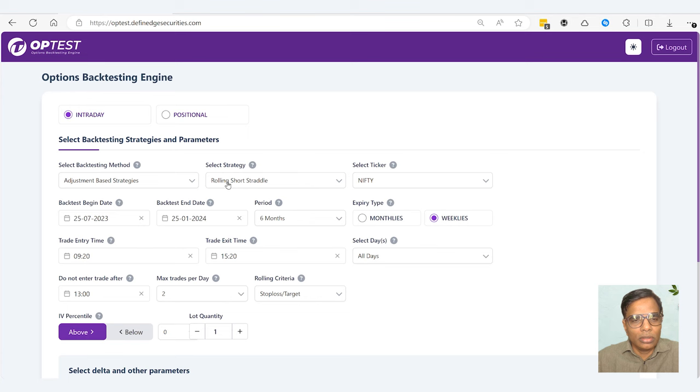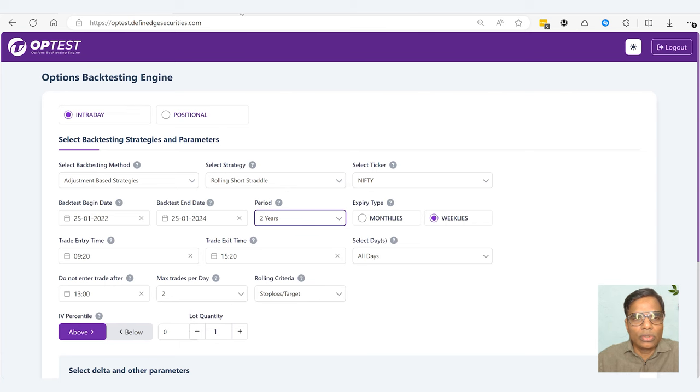Now, the parameters are like this. Let's consider rolling short straddle, and we'll do backtesting for 2 years. We do it only on weeklies, and this is on an intraday basis, right? So every day we use weeklies and do this rolling straddle method.